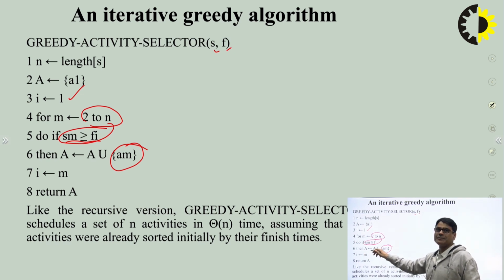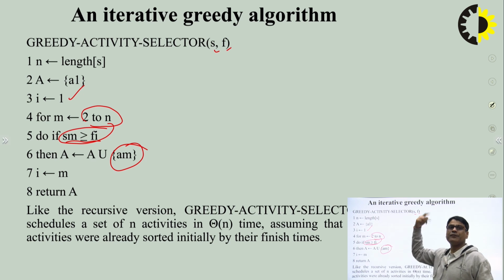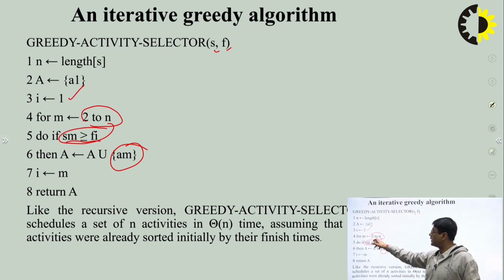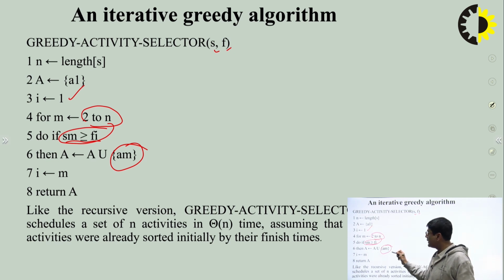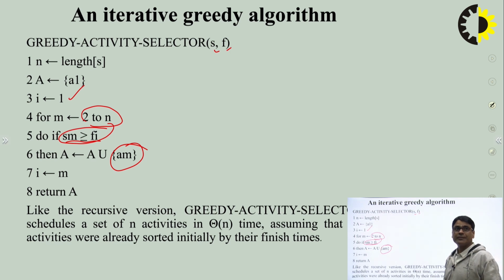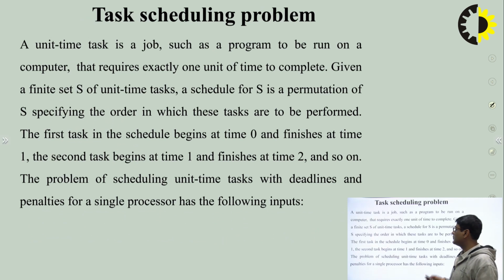Then again i equals m. The next item will be updated. Like if you take the first item and then the fourth item, then the fourth item is updated. Then the start time and finish time of the fourth item will be considered. Then again, for the third item, whatever item is there, we have to check it. So we check every item, but we add only those items that fall in that category. So that is the iterative greedy activity selector, and it is much easier than the previous algorithm.